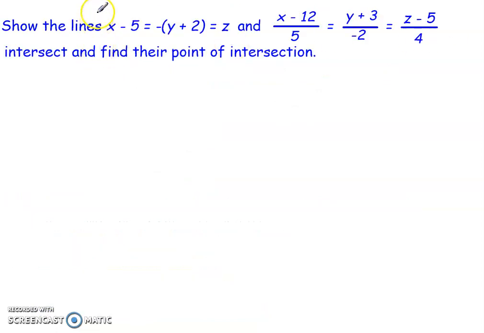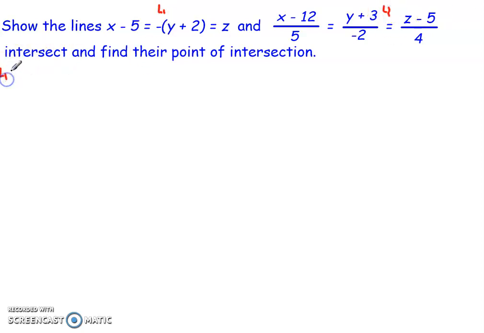So let's imagine I've got two lines. I've got one line with the equation x minus 5 equals negative y plus 2 equals z. And I've got a second one, x minus 12 over 5 equals y plus 3 over negative 2 equals z minus 5 over 4. I want to show the intersect and find that point of intersection. So let's call this one L1 and this one L2 to represent our lines.